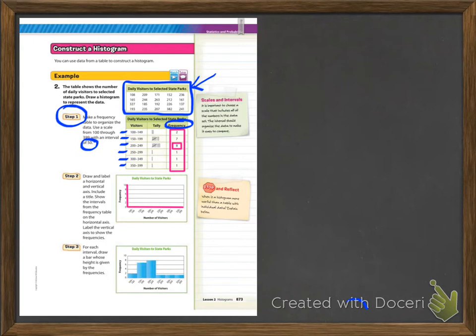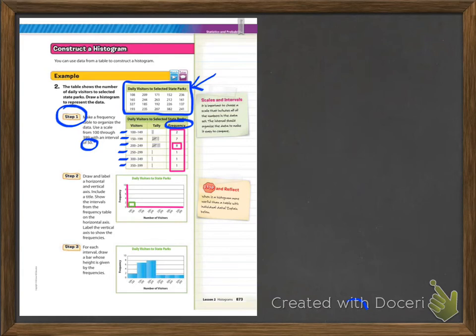Now we're looking at step 3. For each interval, draw a bar whose height is given by the frequencies. We look at our frequency table and our visitors between 100 and 149. We said there were 2. On your bar graph, or your histogram, which remember is a bar graph, I'm going to choose a different color. Let's do green. We have 2 people in that area, so I'll draw a bar, which is like a rectangle. You could also color it in if you want. That's a different green, but you get the idea. I can't do this well using a stylus, but I'll go back and fill it in a bit.